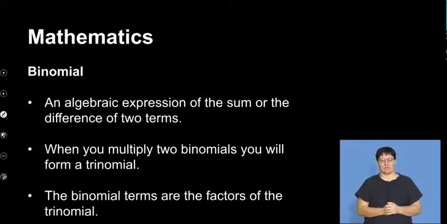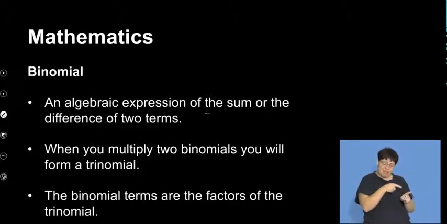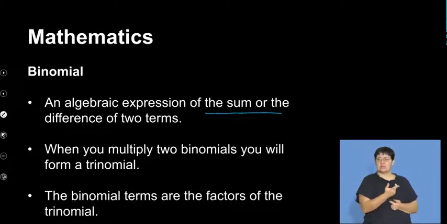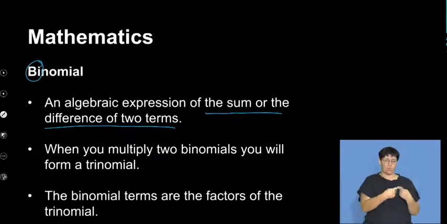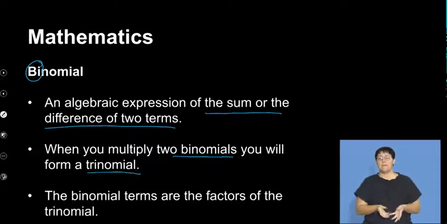All right, so firstly we must talk about what is a binomial before we can even move on to a trinomial. A binomial will be an expression of the sum or the difference of two terms. Because of the bi, it's always about 2. When you multiply two binomials, what is it that you get? You form a trinomial. So that's where the trinomial comes from.